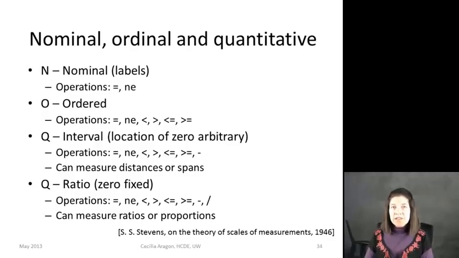Let's talk a little bit more about the differences between nominal, ordinal, and quantitative data. Sometimes it's not immediately clear, given an example, what data type it falls into. So one of the best ways to identify data as nominal, ordinal, or quantitative is to look at what operations are permitted on this data.